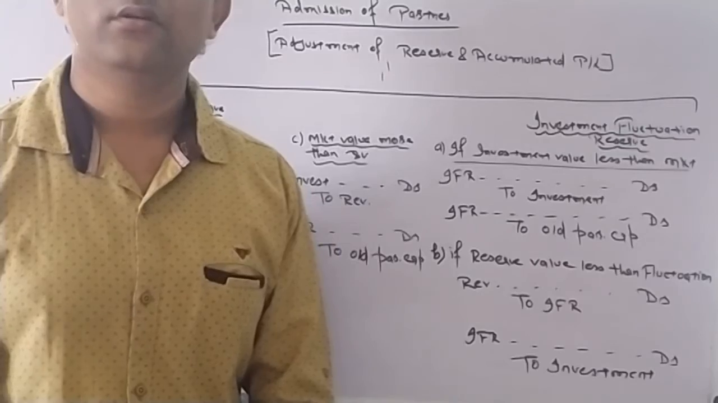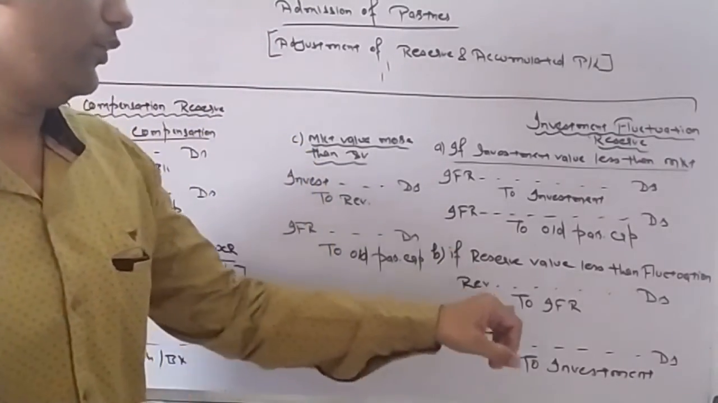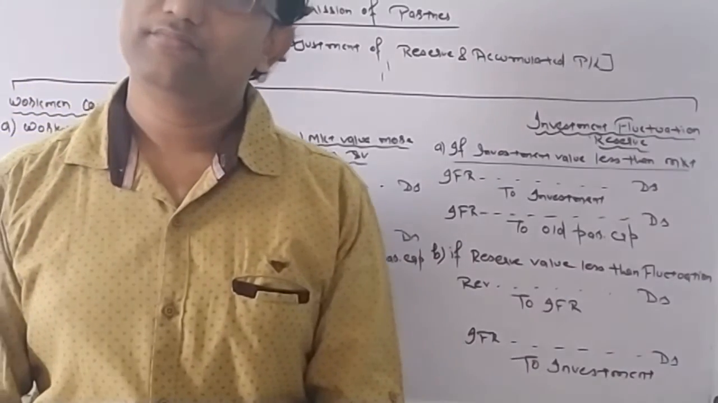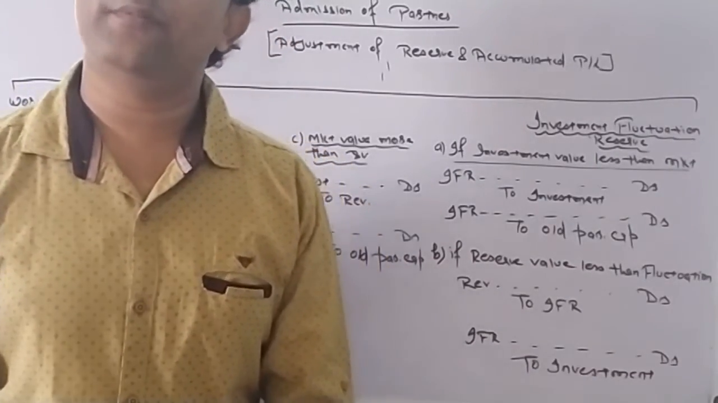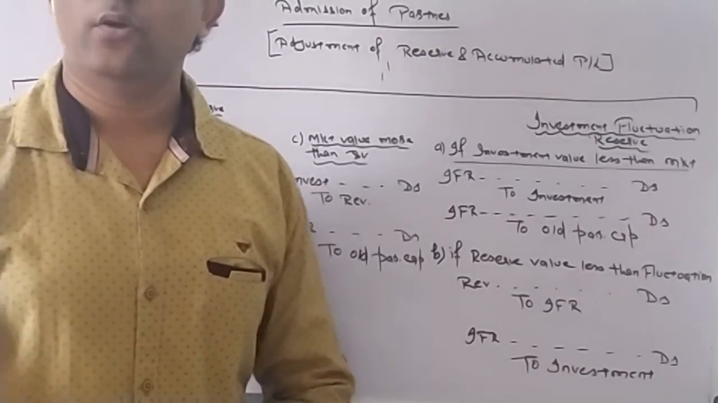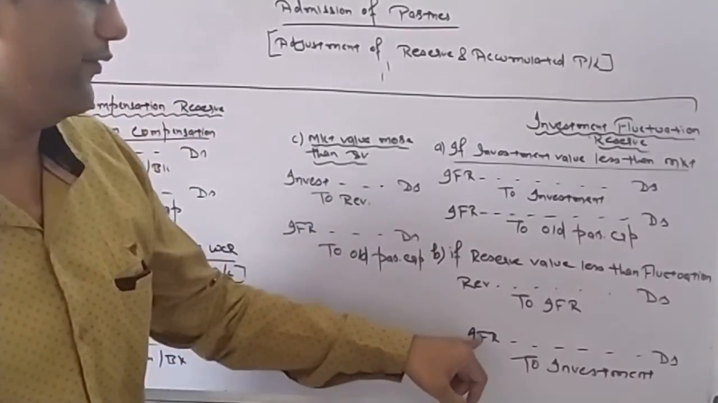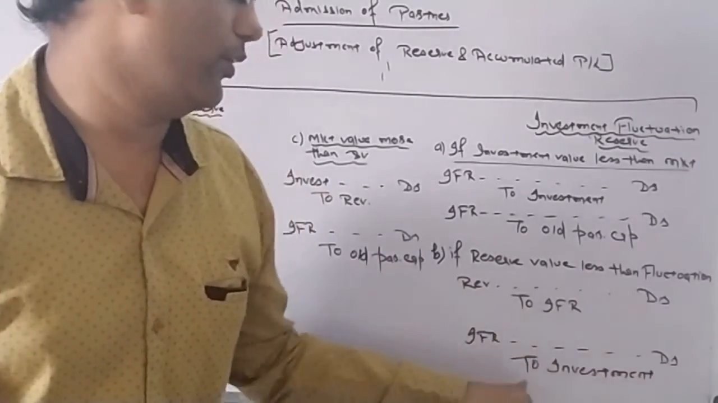How to deal with that? I have a reserve only of 5,000. First, 1,000 new reserve will be created. Then the adjustment will be done. So revaluation account debit to investment fluctuation reserve. 1,000 new reserve created. Now I have a 6,000 reserve. I will do investment fluctuation reserve account debit to investment.